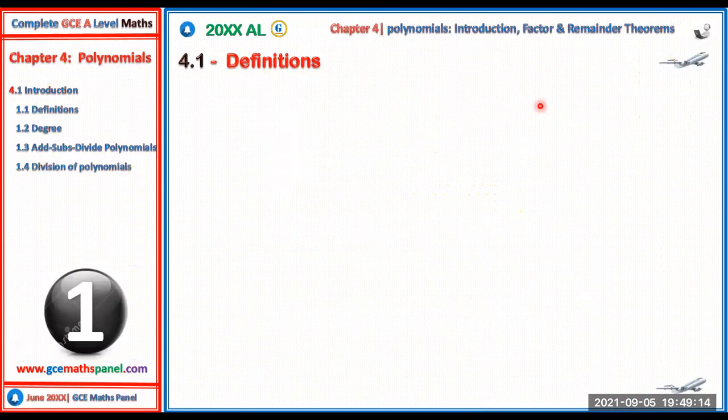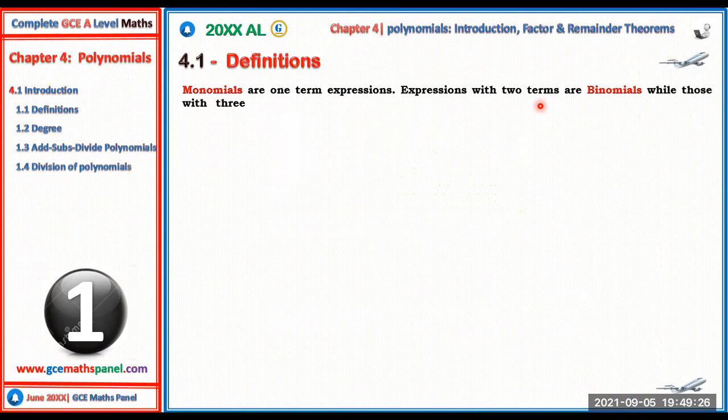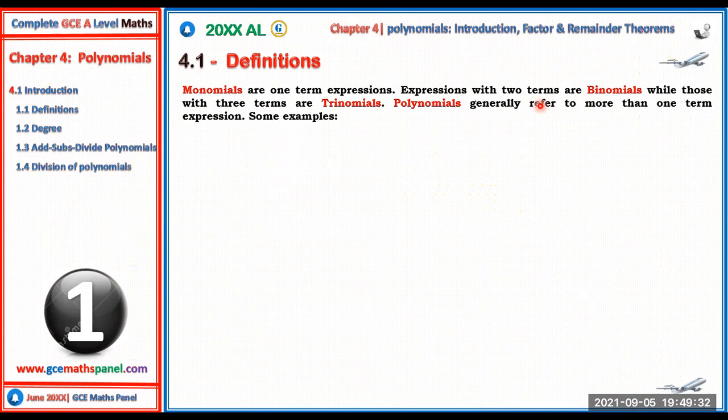So in the first place, we'll start by looking at what is a polynomial. What is a polynomial? Monomials are one-term expressions. Expressions with 2 terms are binomials, while those with 3 terms are trinomials. Generally, polynomials refer to more than one term expression. Let's look at some examples.